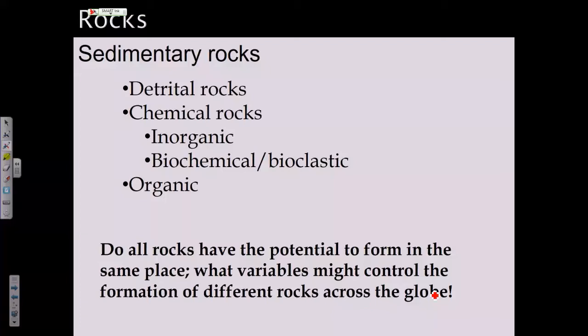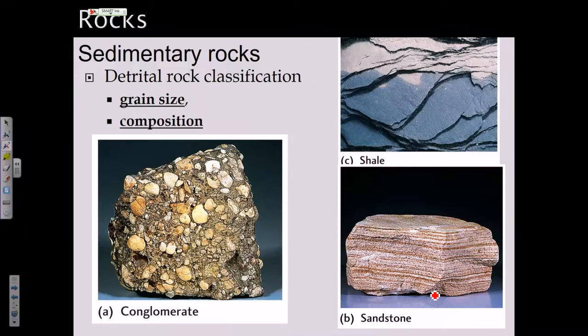There are three main types of sedimentary rocks: detrital rocks, chemical rocks, and organic rocks. And within the chemical classification, inorganic and biochemical are two subcategories. I thought we'd just look at what these look like in a few slides and think about how and where they form.